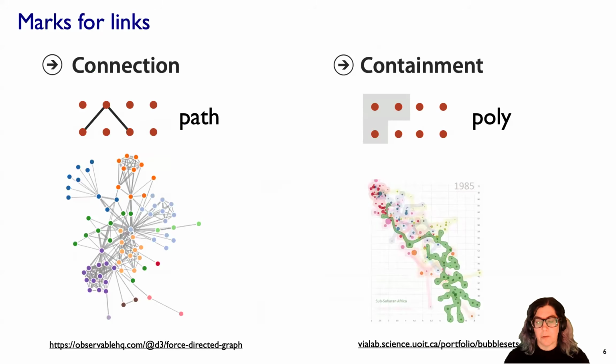Now, marks don't only have to be for items, they can also be for links. So imagine that we have a node link network type of data structure. Well, one thing we can do is use path marks to show connections between two nodes or many nodes. So we can use paths as connection marks. We can also use polys as containment marks. If we have any kind of a hierarchical structure, then we can create a poly mark to actually represent that structure and use this visual phenomenon of containment to see that.